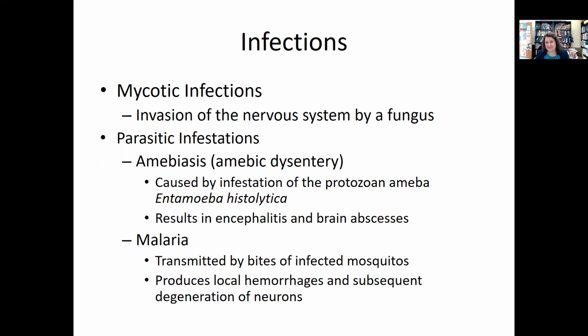Amoebiasis is dysentery. It's caused by infestation of this protozoan amoeba, and it results in encephalitis and brain abscess. And then malaria, the disease that's transmitted by mosquito bites, produces local hemorrhages and degeneration of neurons. So again, diseases that in the Western world we've largely been able to prevent or eradicate cause just horrible consequences.